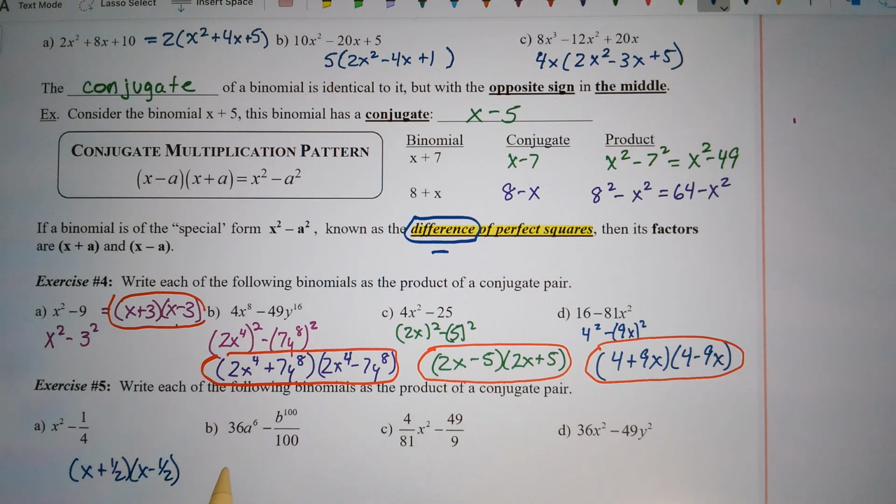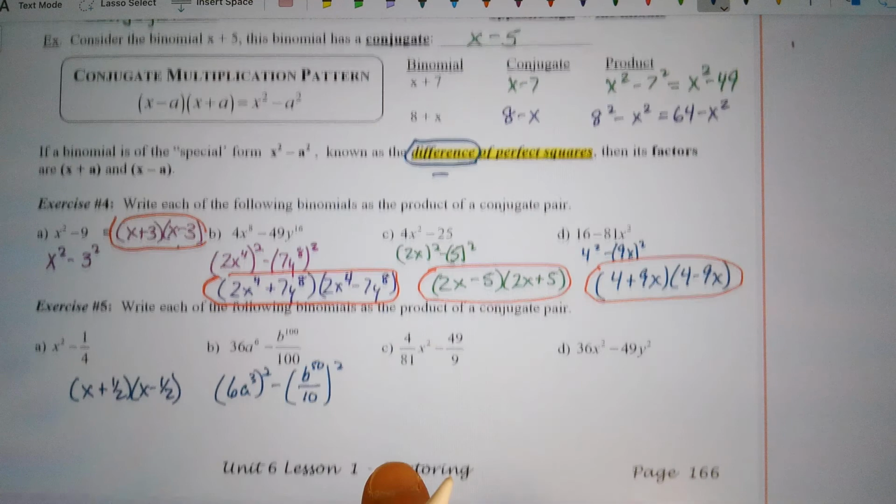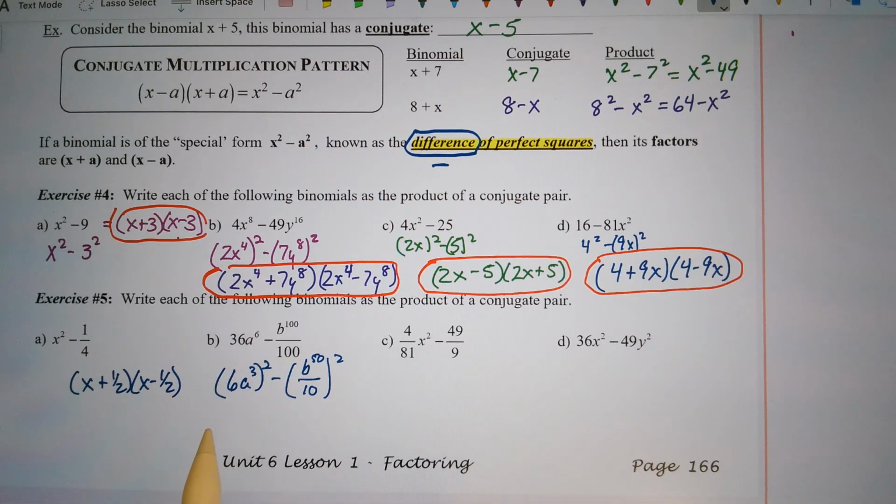36a to the 6th, that would be 6a to the 3rd squared, minus now b to the 100, that is b to the 50th squared, and 100 would be 10 squared. The conjugate pair, 6a to the 3rd plus b to the 50th over 10 times 6a to the 3rd minus b to the 50th over 10.